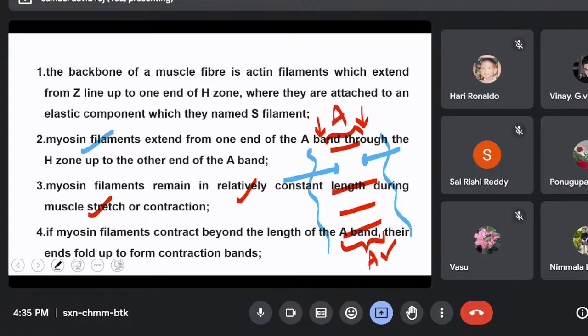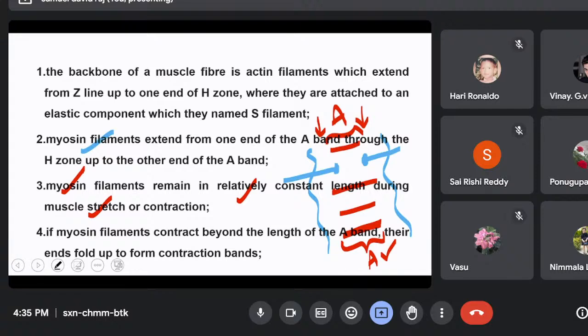In other words, the A band is made up of thick filaments, and thick filaments are made up of myosin filaments. That means the length of the myosin filaments remains constant. The A band will not change its length. Likewise, the myosin filament length also will not change during the process of contraction.